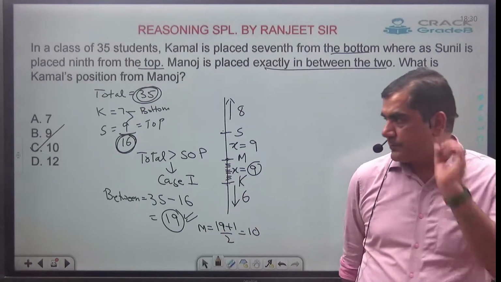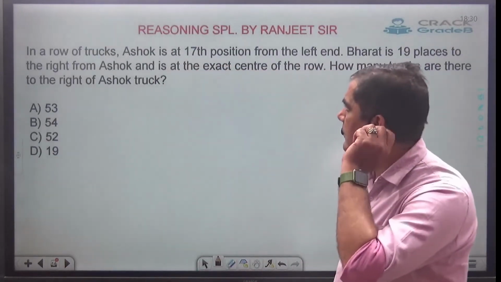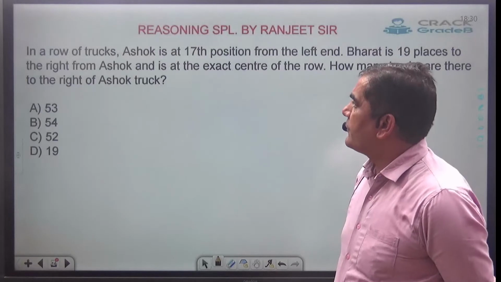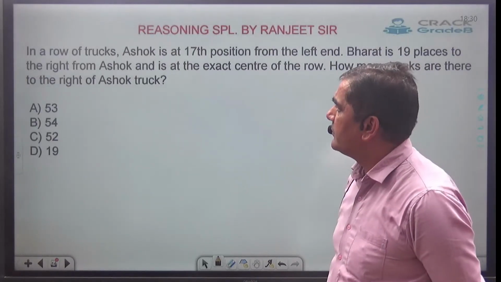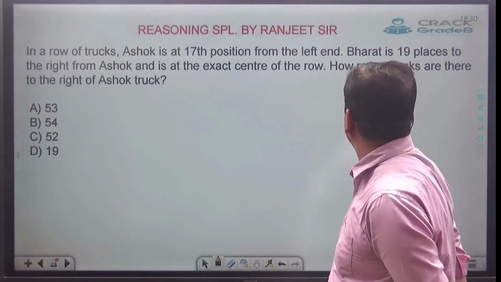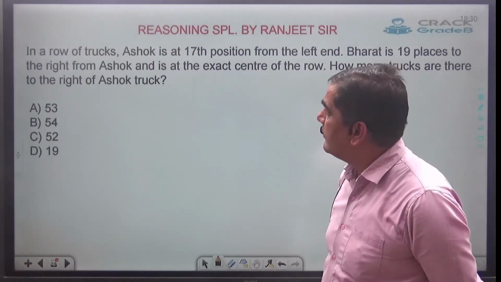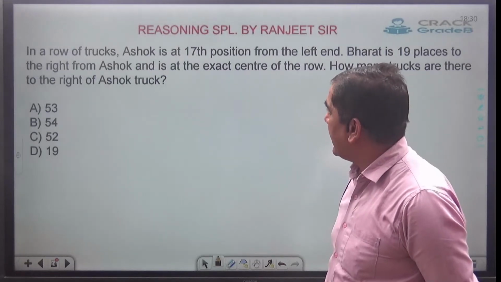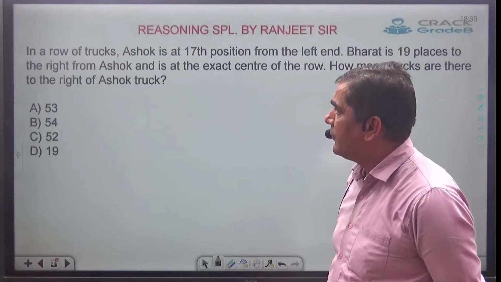Concept clear? Okay. Go for the next one. In a row of trucks, Ashok is 17th position from the left. Bharat is 19th place to the right from Ashok, and is at exact center of the row. How many trucks are there to the right of Ashok truck?